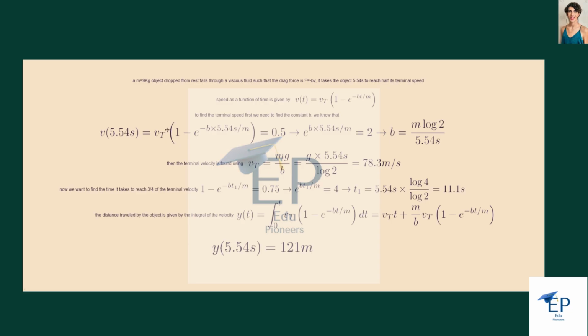times v_t. Then v_t goes away on both sides, and we find that this is equivalent to saying this relation. And right here we can solve for b. So b is just equal to m log 2 over 5.54 seconds.